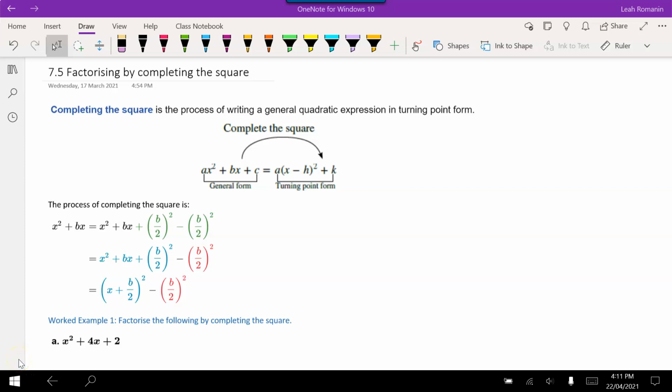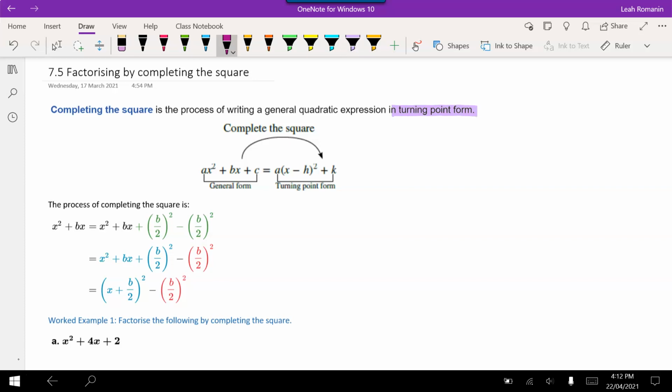Hi everyone, so today we're looking at factorizing by completing the square. Completing the square is another process that we are going to use to factorize. Now in this description here, it does mention that completing the square is the process of writing a quadratic expression in turning point form.